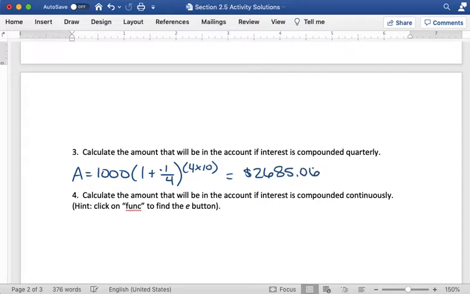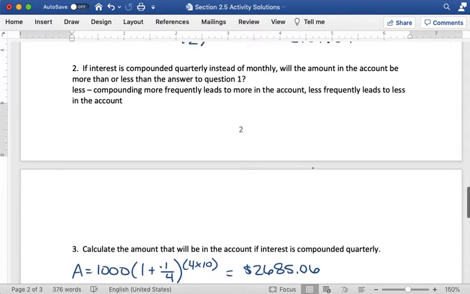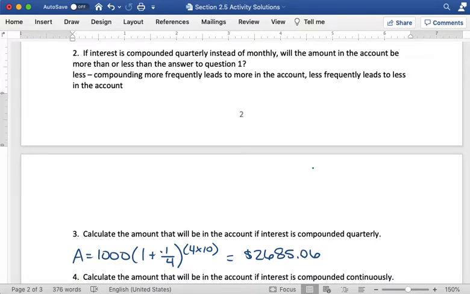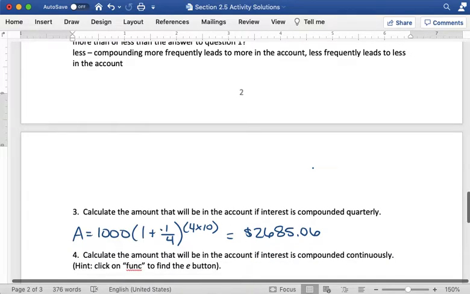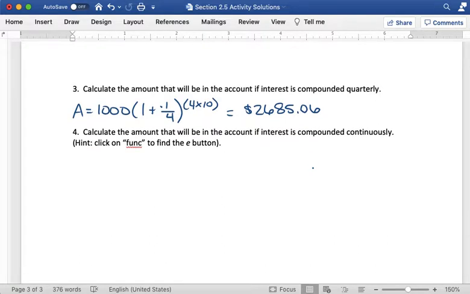So if I compare that, once I write that down here, $2,685.06 compared to what I got for number 1. It's a difference of 15 plus 7, $22. So a difference of $22 over 10 years. Not a very big difference, but it is a difference. You are making less money if interest is compounded less frequently.